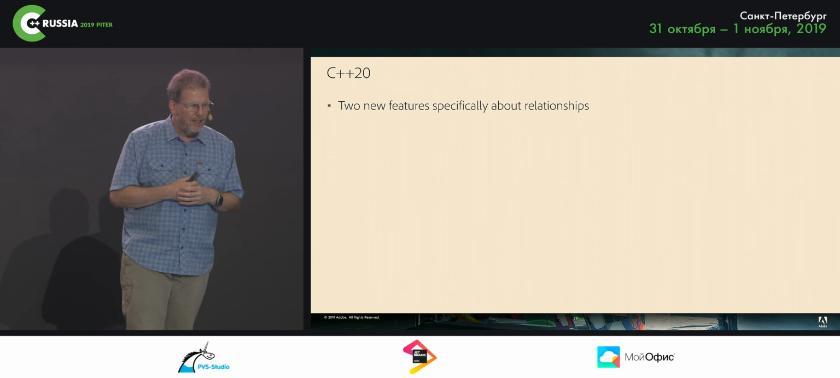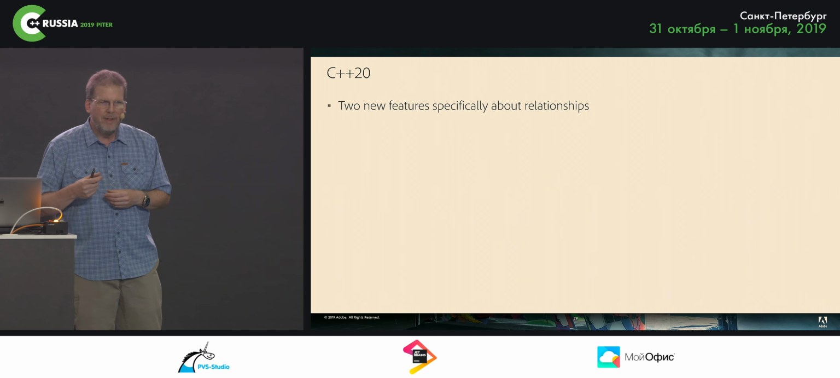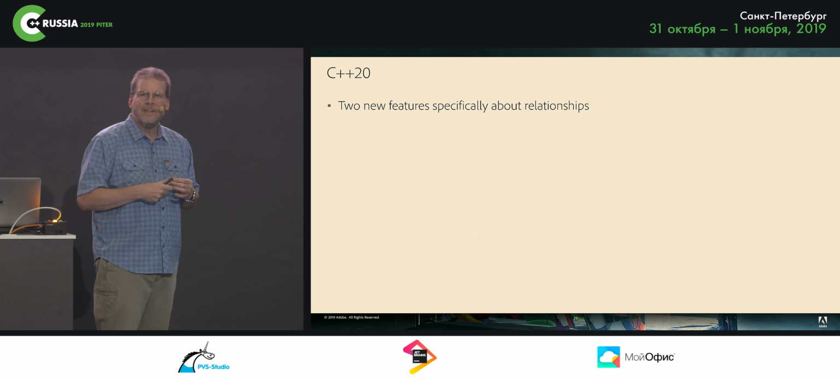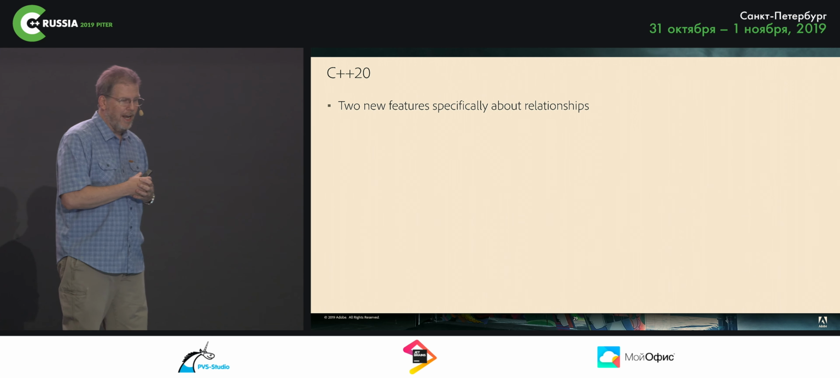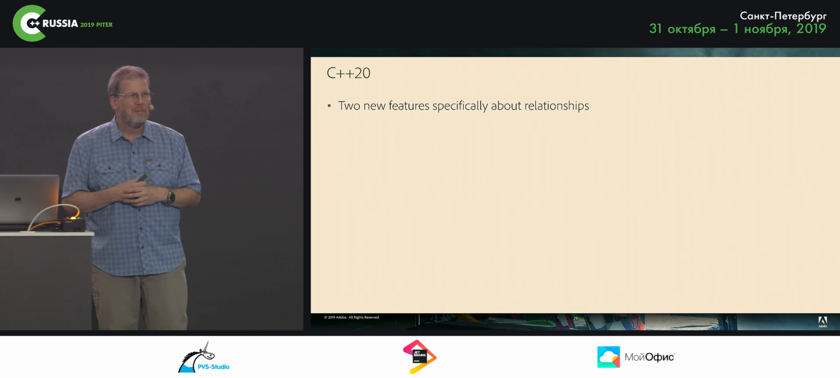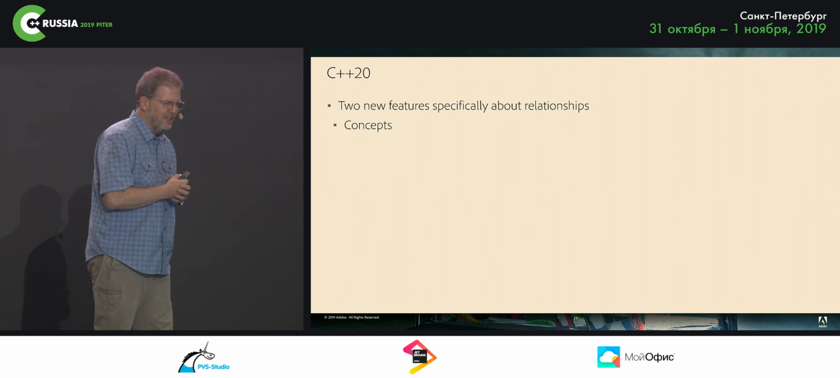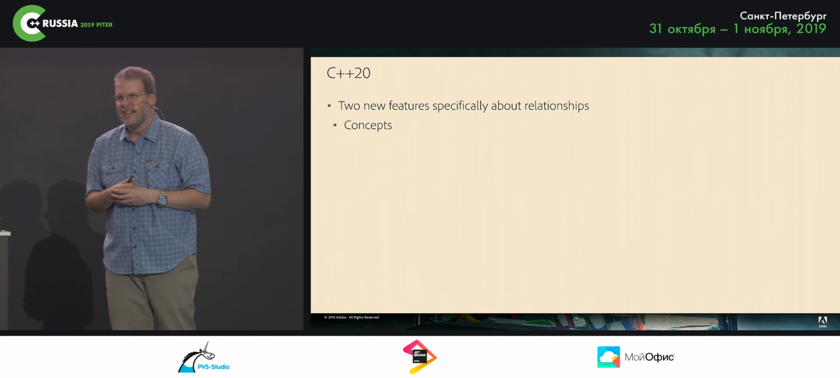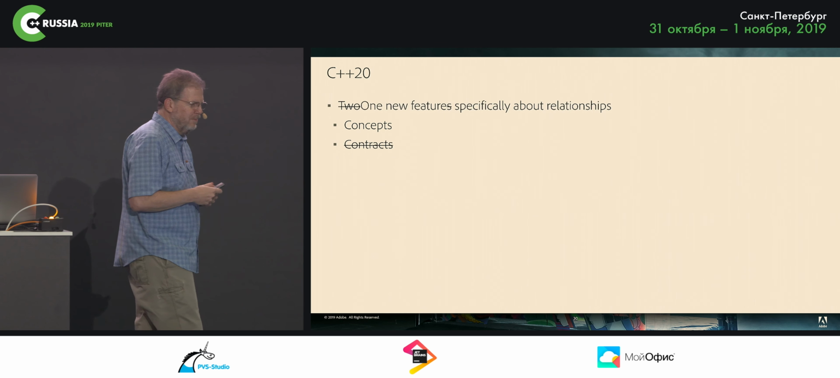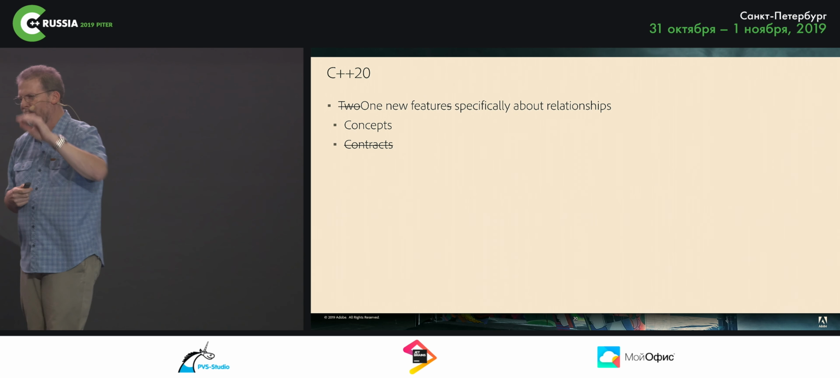So C++20 has two new features specifically about relationships. Anybody know what they are? Louder? Spaceship operator. Oh, okay. I hadn't considered that one. Okay, 3. Anybody else? Concepts. Right, so we have concepts. One more. No, I lied. Contracts, but we don't actually have contracts. So there's one new feature specifically about relationships and the spaceship operator.